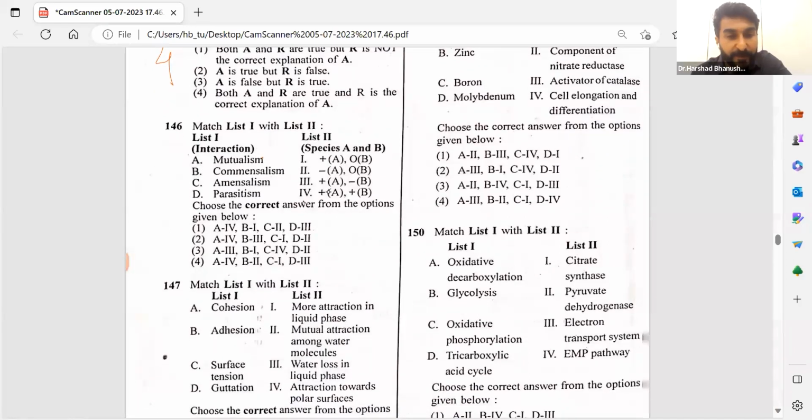Mutualism is both getting benefited. So A4. Commensalism, one benefits, the other not. So B1. Amensalism would be one harmed and the other not benefited, not harmed. So it would be minus and 0. Parasitism is something where one is benefited, the other is harmed. So D3. I will repeat. A4, B1, C would be 2. Yes. So option number 1 is what matches here.